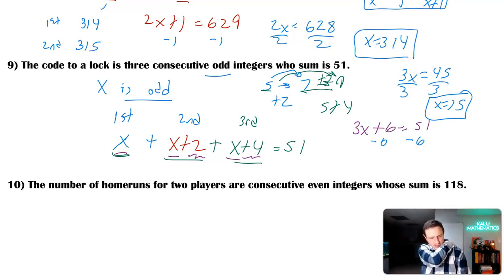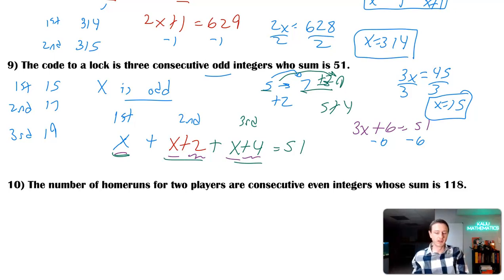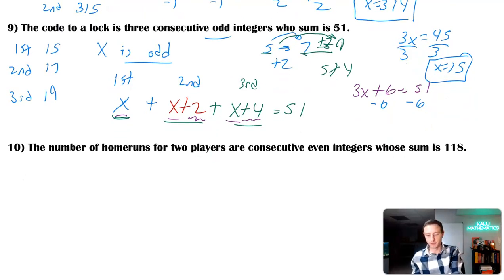The directions should say find the integers. I don't know why I didn't write that in, but they should tell us to find the integers here. So the first one is my x, my starting point, which is 15. That makes my second one 17, and that makes my third one 19, because 15 plus 2 is 17, 15 plus 4 is 19. 15, 17, 19. 3 consecutive odd integers. There it is.